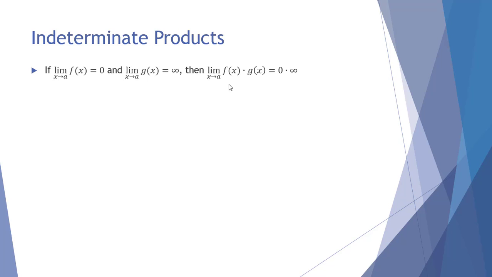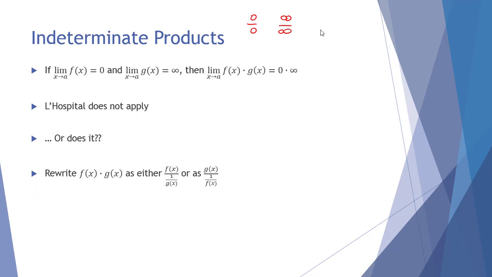So it's called an indeterminate product because you're multiplying them, whereas something like 0 divided by 0 or infinity divided by infinity, these are called indeterminate quotients. So technically, when you see 0 times infinity, L'Hopital doesn't apply. L'Hopital only applies to indeterminate quotients. Or does it? Okay. Turns out, if you're willing to do a little rewriting before you apply L'Hopital, you're going to be able to use it in cases like this.